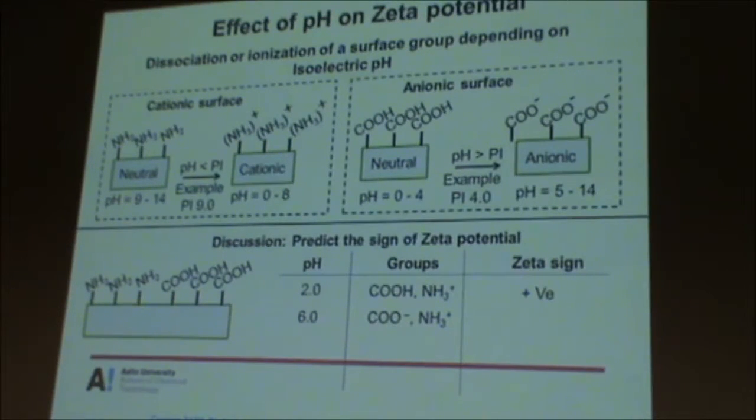No. It depends on how many of these groups are there. Because both are charged, it will be positive or negative depending on the relative amount of these. You understand that? If there are, let's say, 4 negative charges and only 3 positive charges. But 6 is too high for NH3.